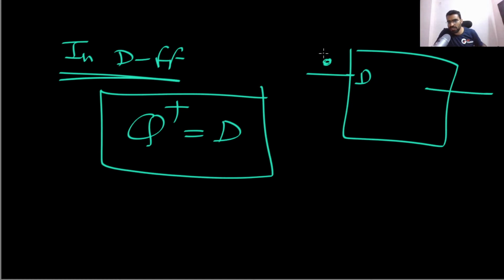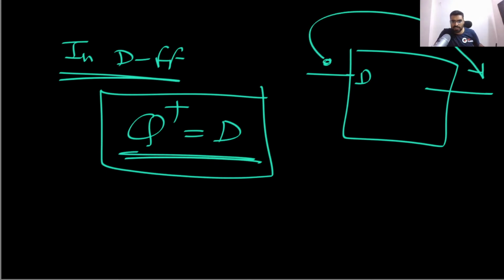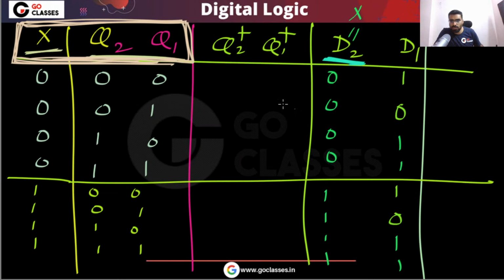Whatever this value is, that will become your next output. So next output is the same as d. You can notice if your d2 is 0, then this will be 0, 0, 0. This will be the same as d2, and this will be the same as d1. This is the idea. Now you can make the state diagram, correct?